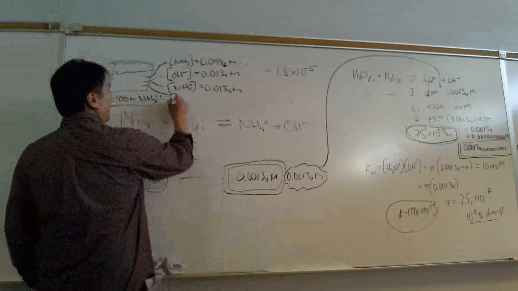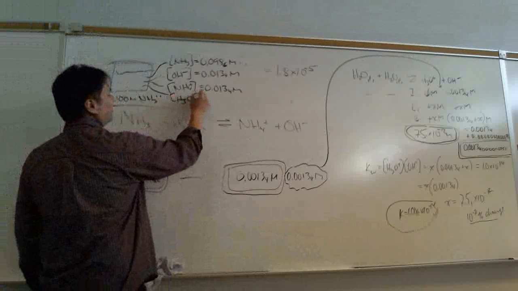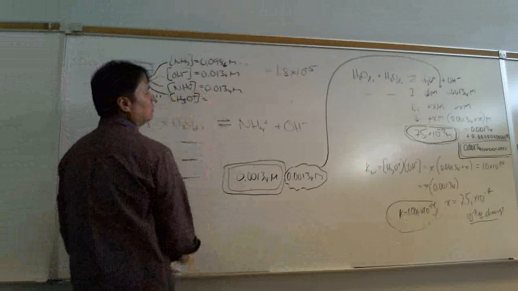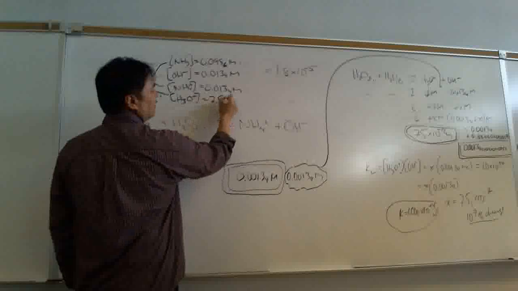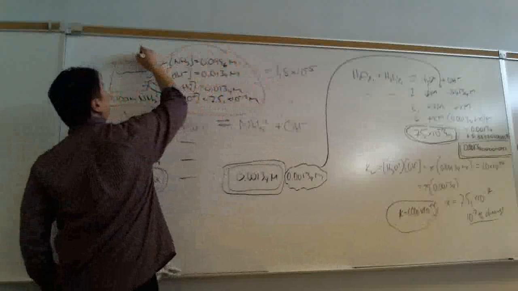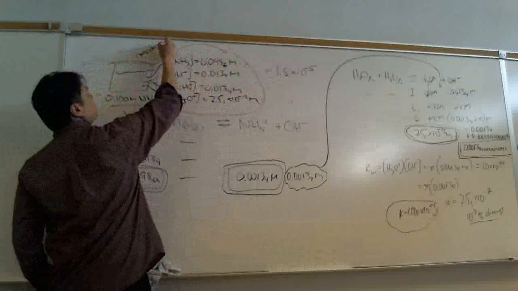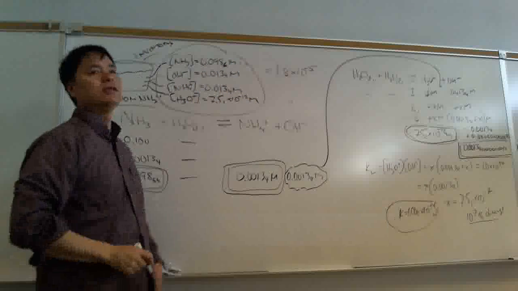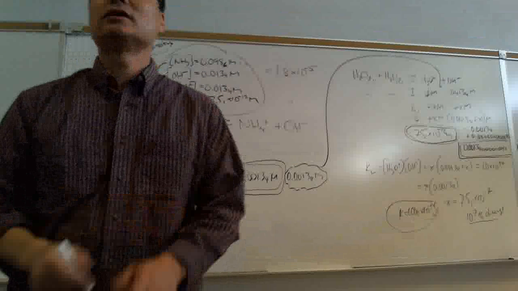And then finally, the hydronium is equal to 7.51 times 10 to the minus 12 molar. This is what we call the inventory of the solution. So oftentimes I'll ask you what the inventory of the solution is.